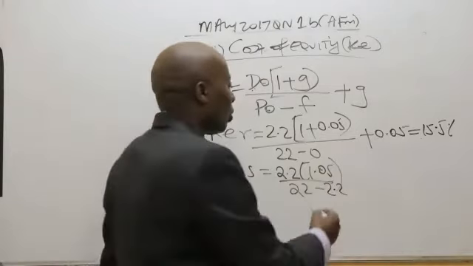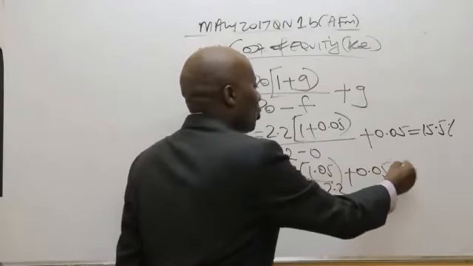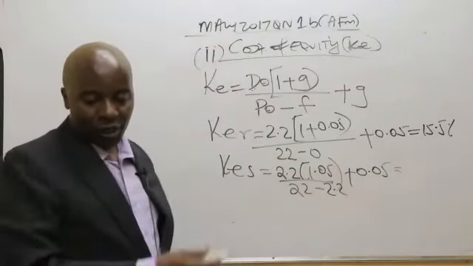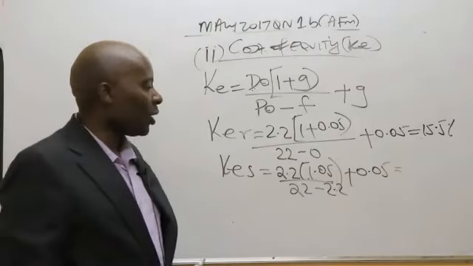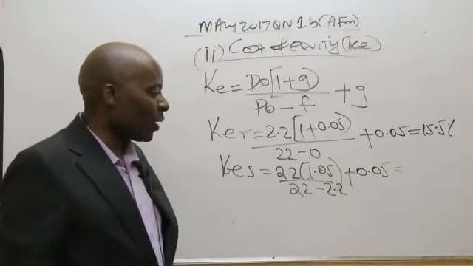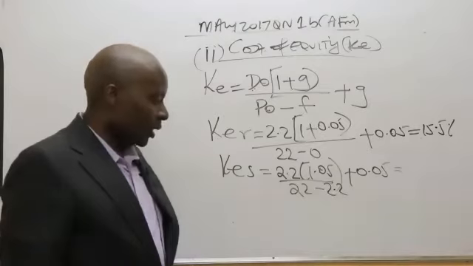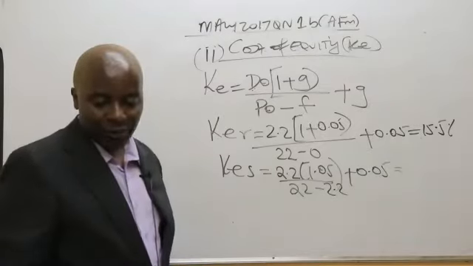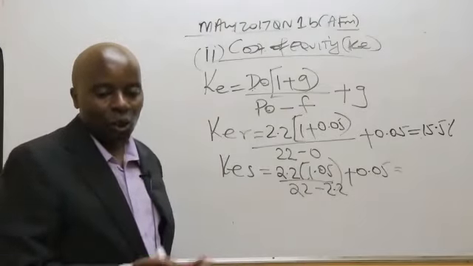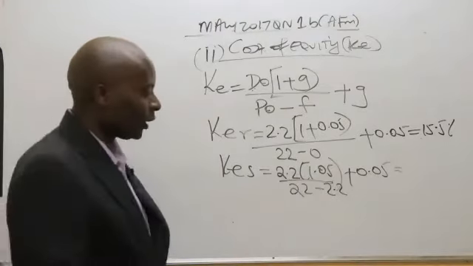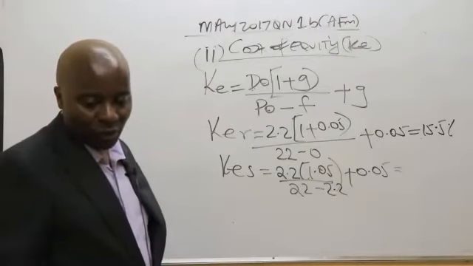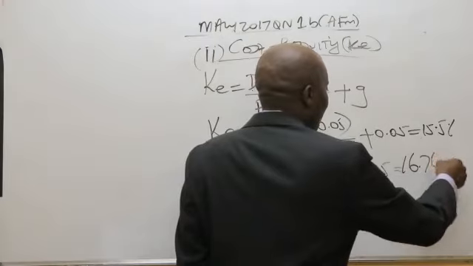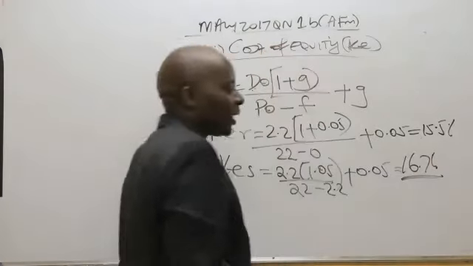Plus growth rate. The growth rate will remain as 0.05. So here you have to be careful with your calculator. You say 2.2 times 1.05 equals, and then you divide by 22 minus 2.2. You have to get the numerator separately, and then you divide. You give us the quotient, and then whatever you get, you say plus 0.05. Somebody is telling me it's supposed to be 16.7%. That is the correct answer.